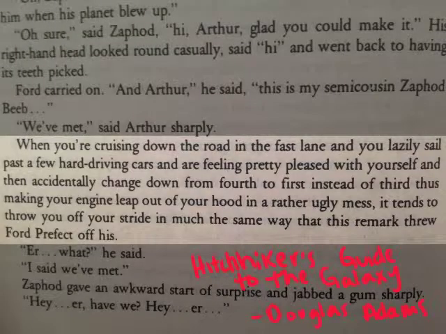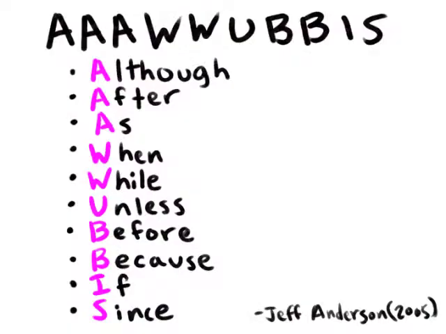I've actually got a really good example where the comma is really important to help the reader stay on task during their reading. This is from The Hitchhiker's Guide to the Galaxy by Douglas Adams. So, if you notice, we start with the word when, so that gives us a nice clue that we're going to be dealing with an introductory phrase, right? That goes back to AAWWUBBIS, right?